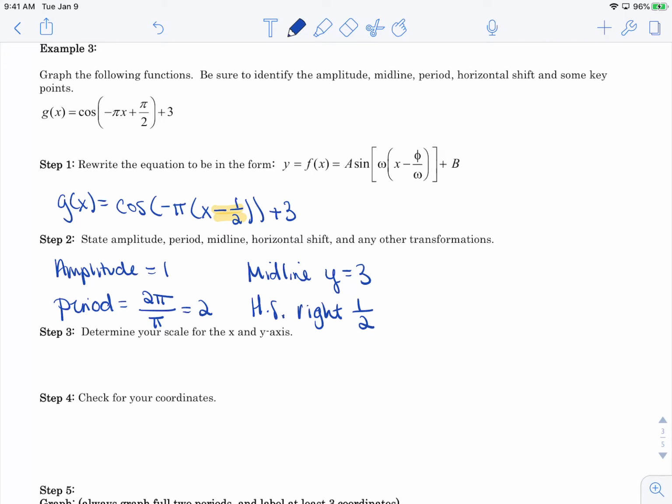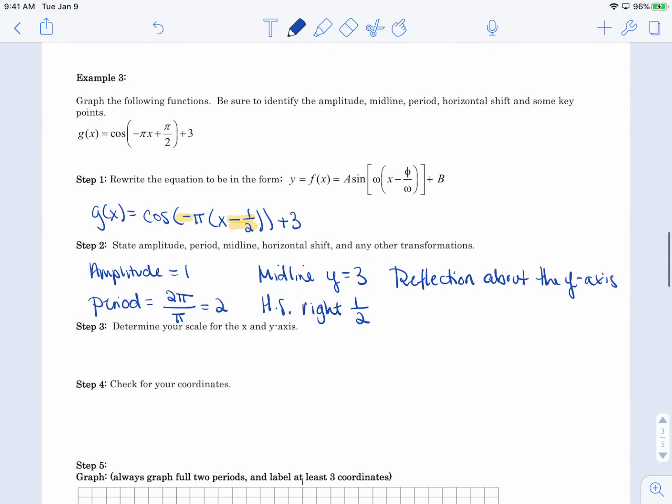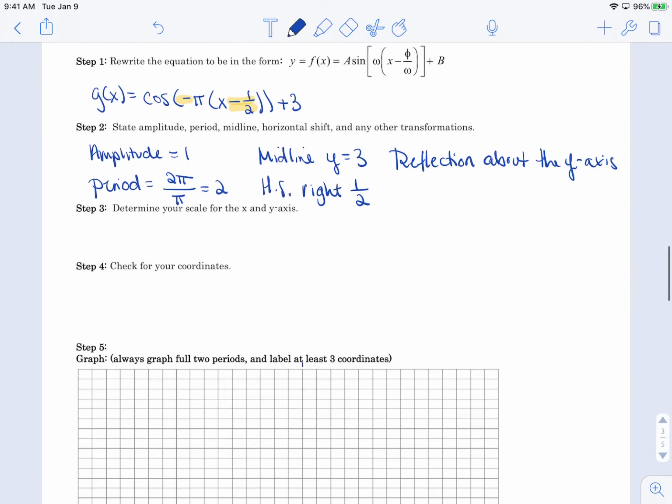Okay, then we also know this piece, this negative right here, is a reflection because it's inside, about the y-axis. In class, we talked about this one being an even function because it's cosine. What that means is when you put a negative inside this function, it will not affect the output. Visually, what's happening is it's already reflected about the y-axis. So you could ignore that negative, but for this video, I'm not going to, just so you buy into it, that happens. So I'm going to go down here.